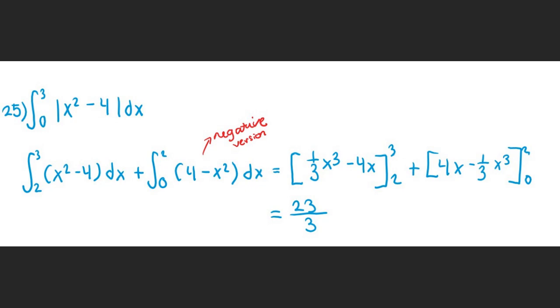And we know that from 0 to 2 is going to be the negative version of the function, so I got negative (x squared minus 4). I just distributed the negative, so I got 4 minus x squared, and then I evaluated the integral and subbed in all those values from the bar and got 23/3.